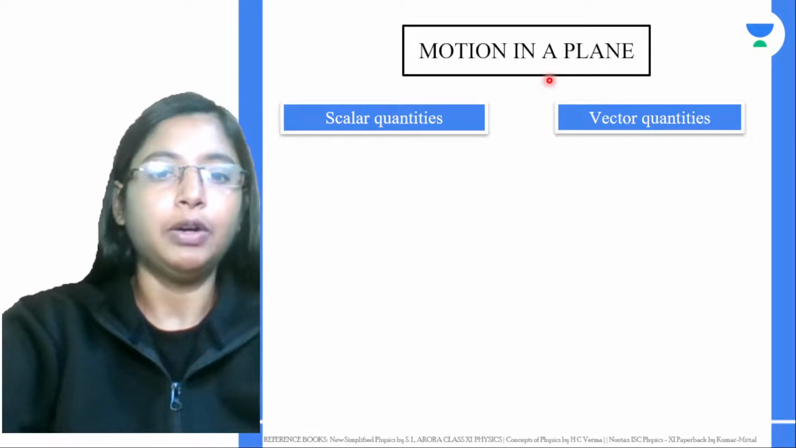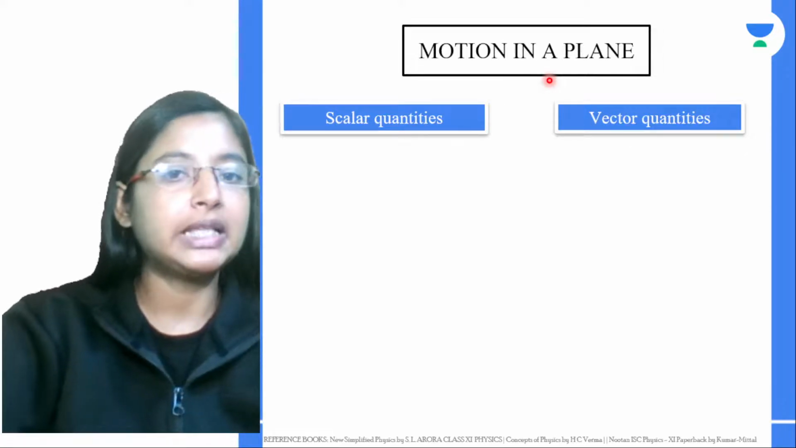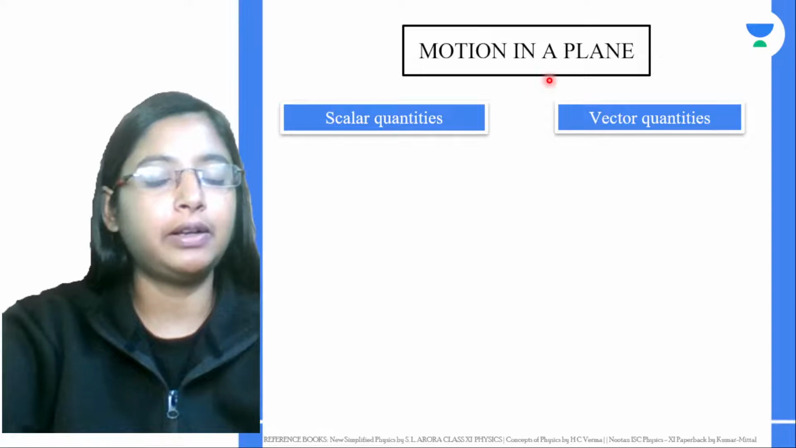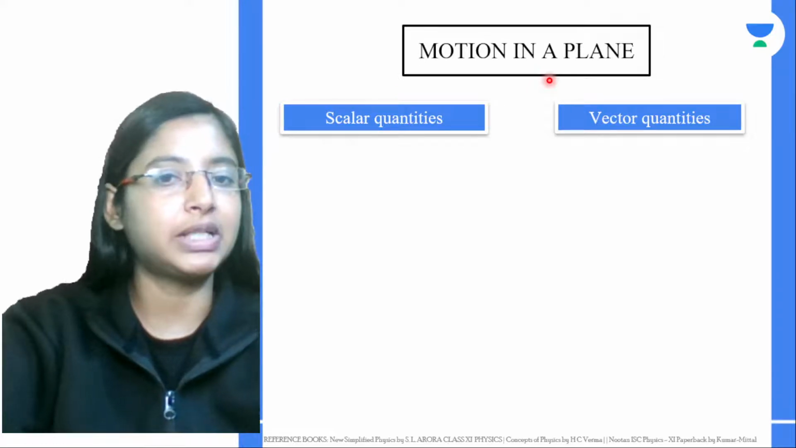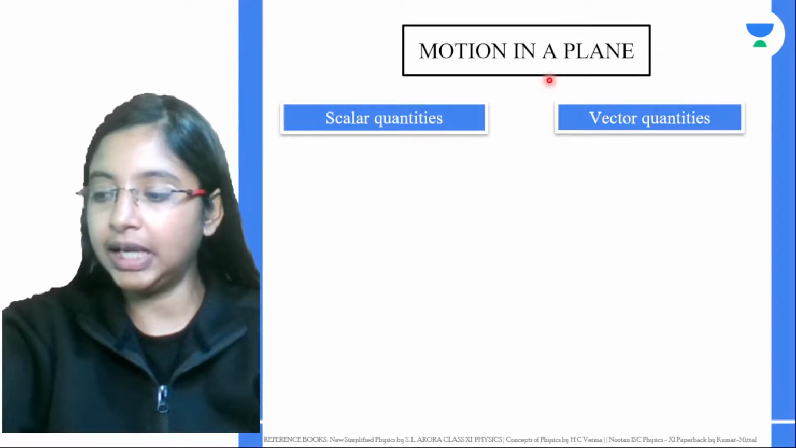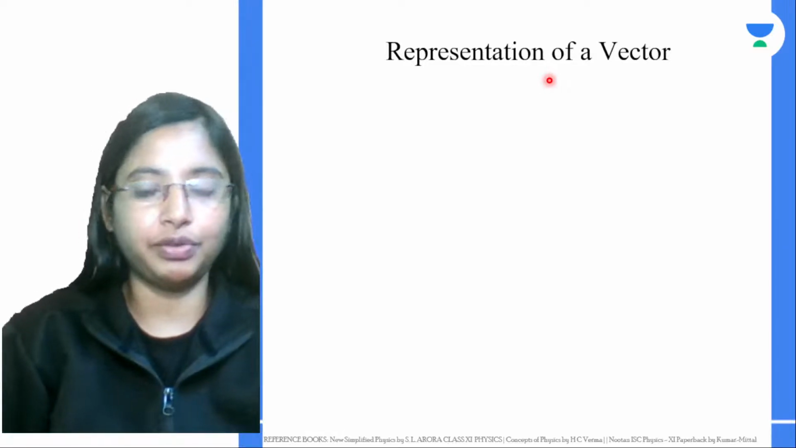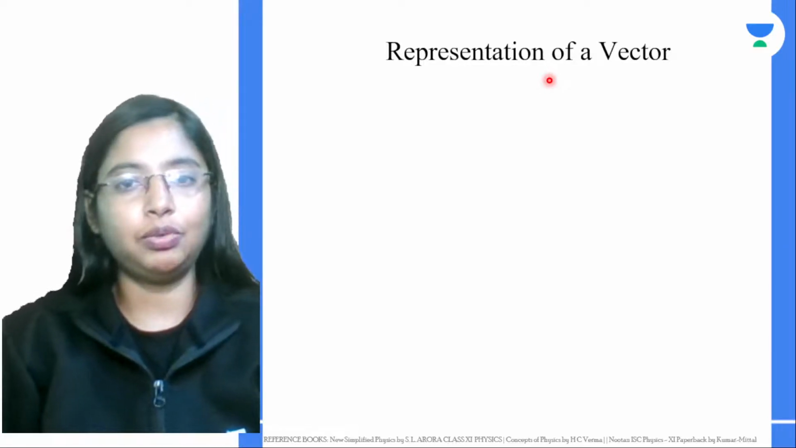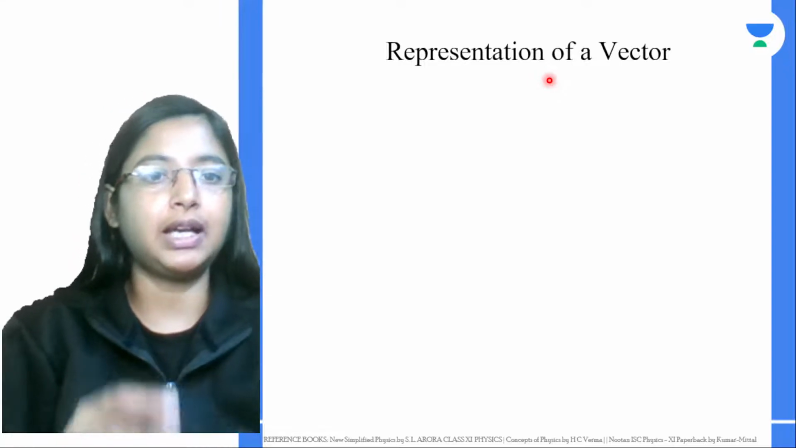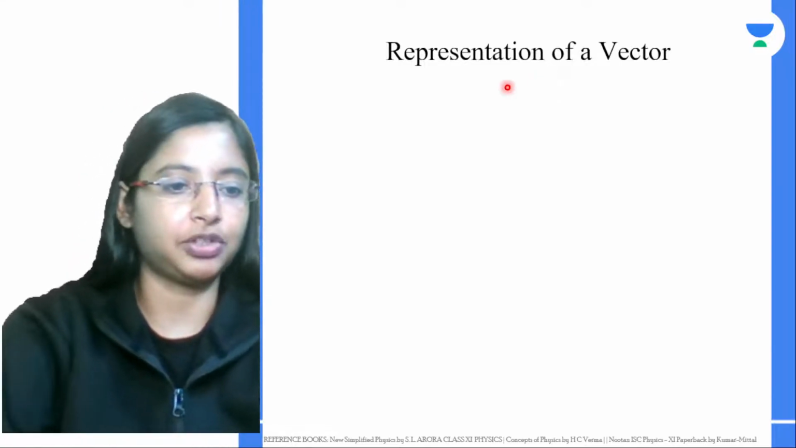Now with this note, because we are going towards the end of the class, I'm ending here. In the next note, we will start with motion in a plane. We will start discussing more about scalars and vectors. And what is the representation of a vector? Representation of a vector is very simple. Whenever you want to represent a particular vector, let's say a car is going in this particular direction.